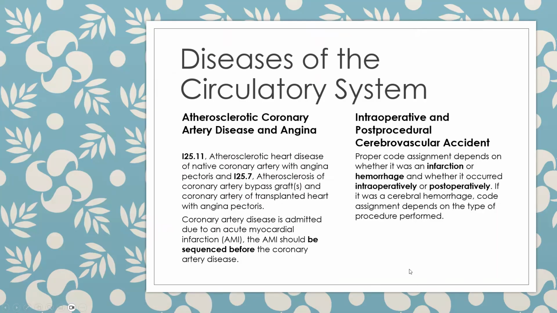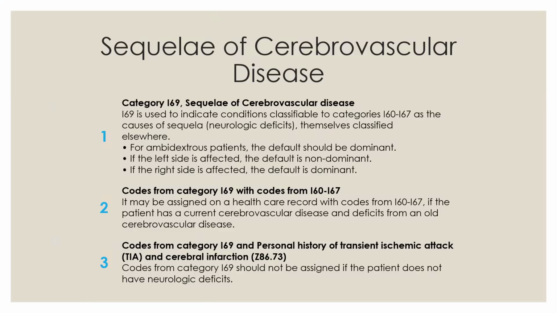Next up, we have atherosclerotic coronary artery disease and angina. ICD-10-CM has combination codes for atherosclerotic heart disease with angina pectoris. The subcategories for these codes are I25.11, atherosclerotic heart disease of a native coronary artery with angina pectoris, and I25.7 for atherosclerosis of coronary artery bypass graft or grafts, and coronary artery of a transplanted heart with angina pectoris.